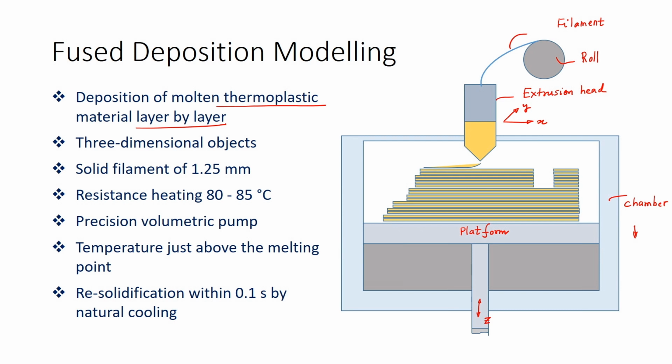In this process, the solid filament which is used is a thermoplastic material. In general, the thickness of this filament is about 1.25 mm. The heating would be carried out between 80 to 85 degrees Celsius inside the extrusion head. The extrusion head also has a volumetric pump which precisely pours the molten thermoplastic material through the nozzles. The deposition operation is carried out at a temperature just above the melting point. The resolidification time is very small, that is 0.1 second.